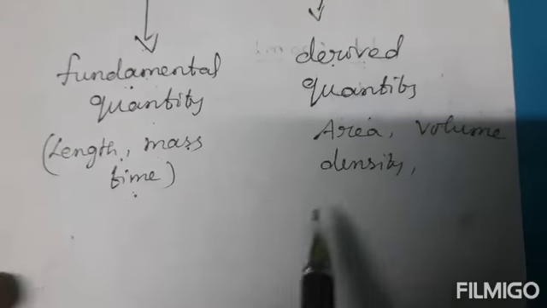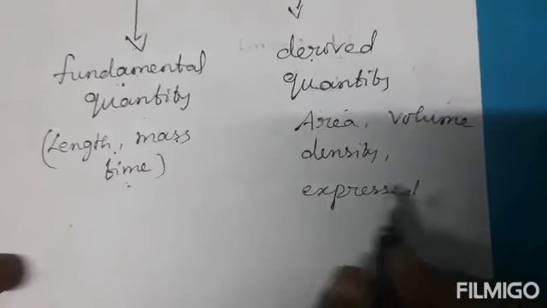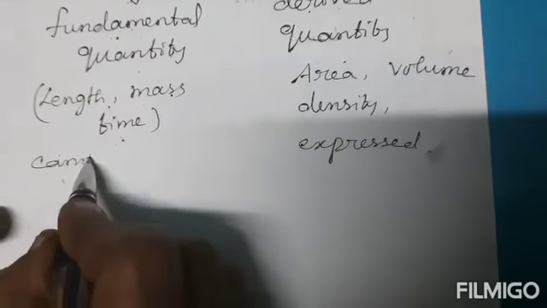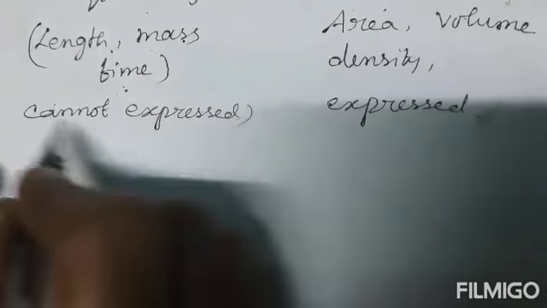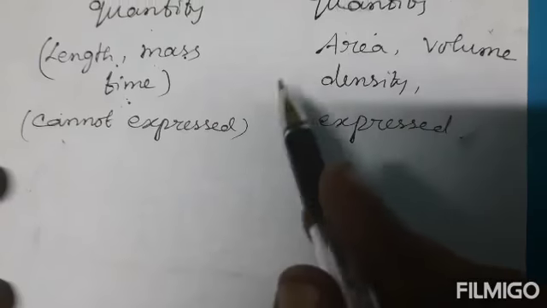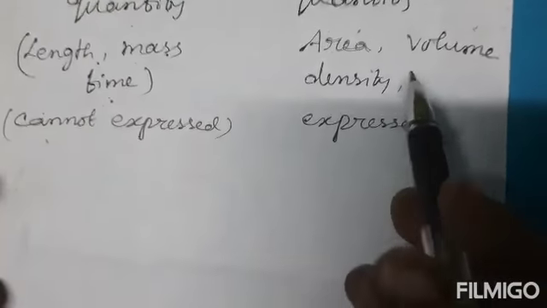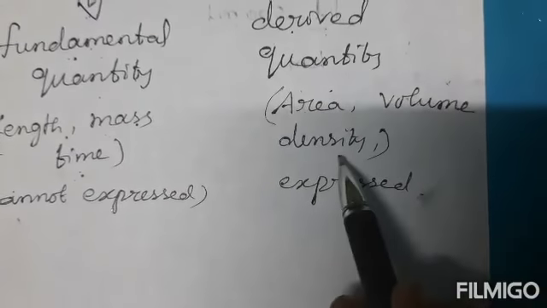Next one is derived quantity. Quantity which can be expressed. Here it cannot be expressed. Here the quantity can be expressed in terms of fundamental quantities are called derived quantity. The example you have learned: area, volume, and density.